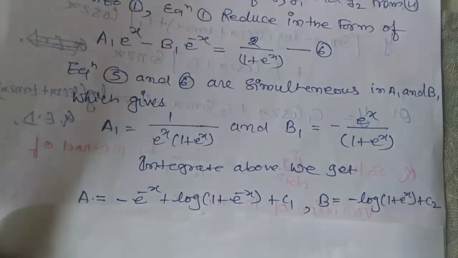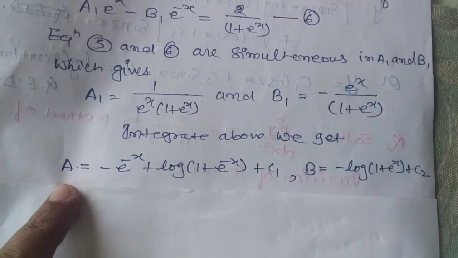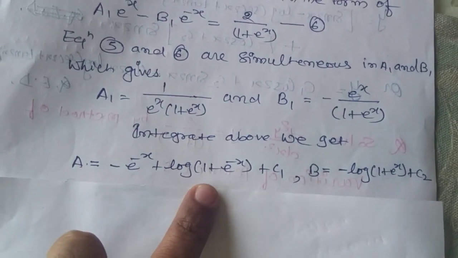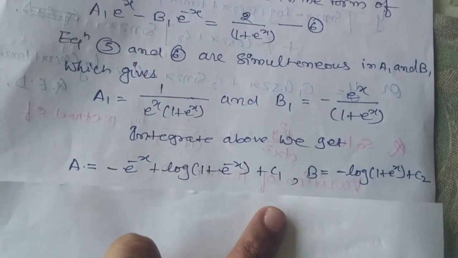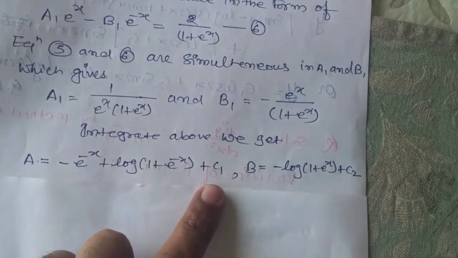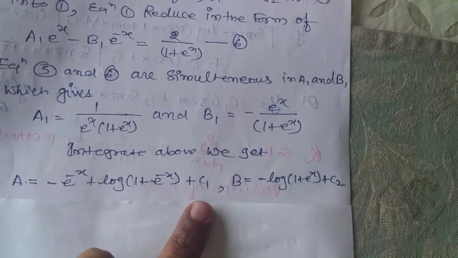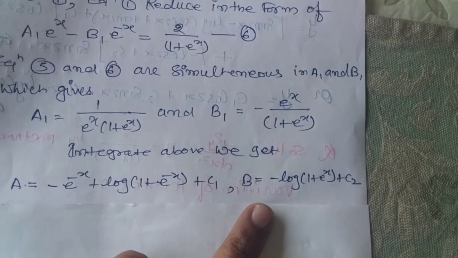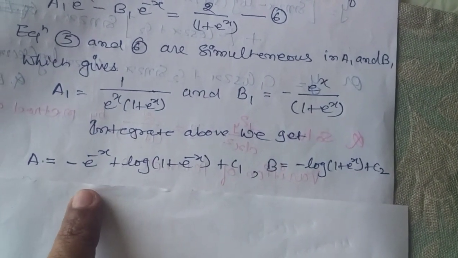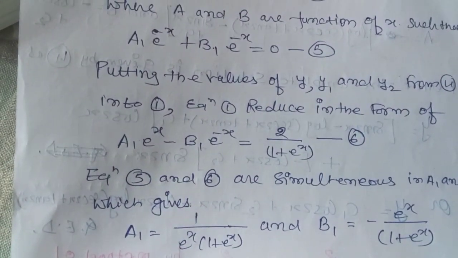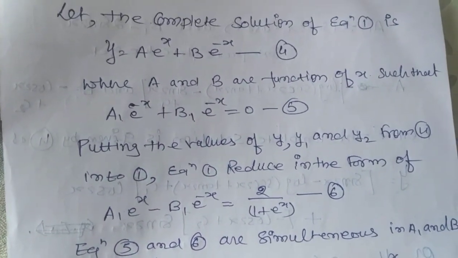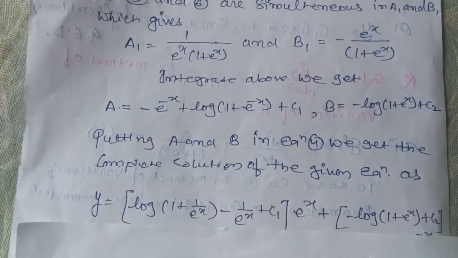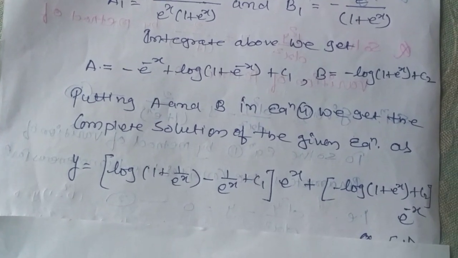Now integrating a1, we get the value of a as −e^(−x) + log(1 + e^(−x)) + c1, where c1 is the constant of integration. Similarly, integrating b1, we get the value of b as −log(1 + e^x) + c2. So these are the values of a and b. Putting these values of a and b in equation 4, which is the complete solution of equation 1, we get the desired solution of equation 1.